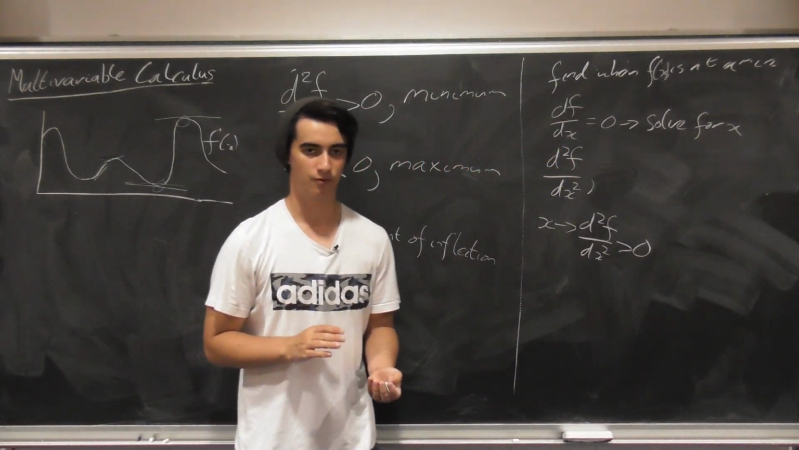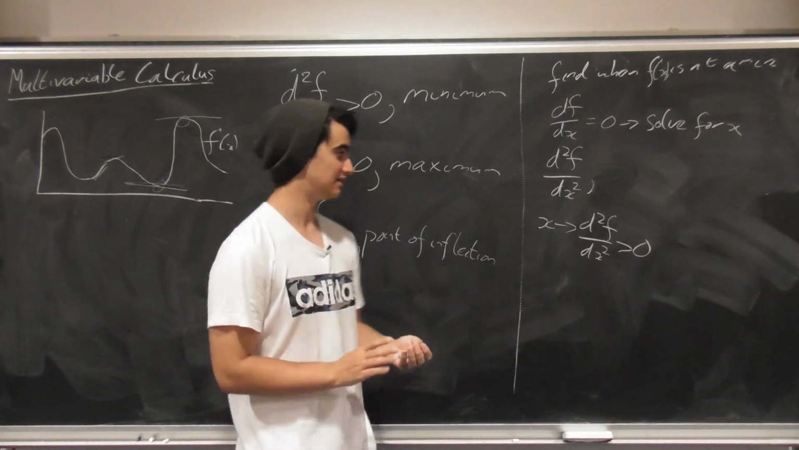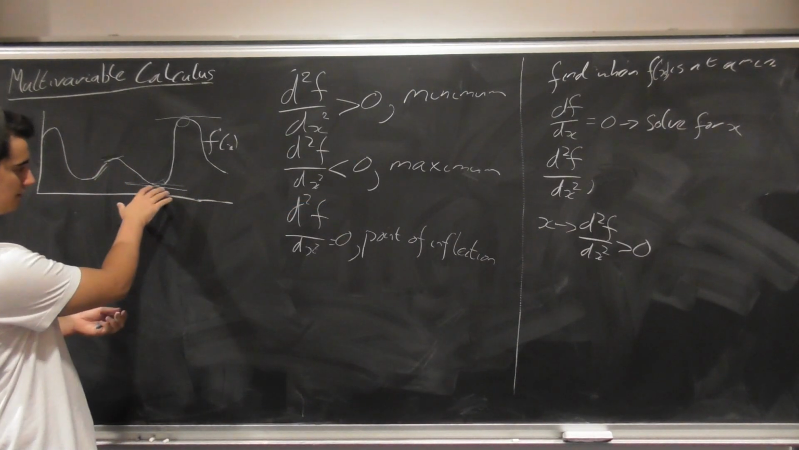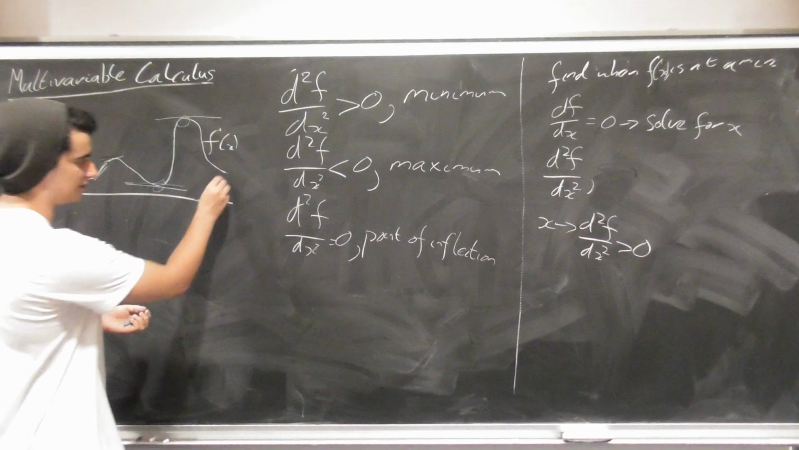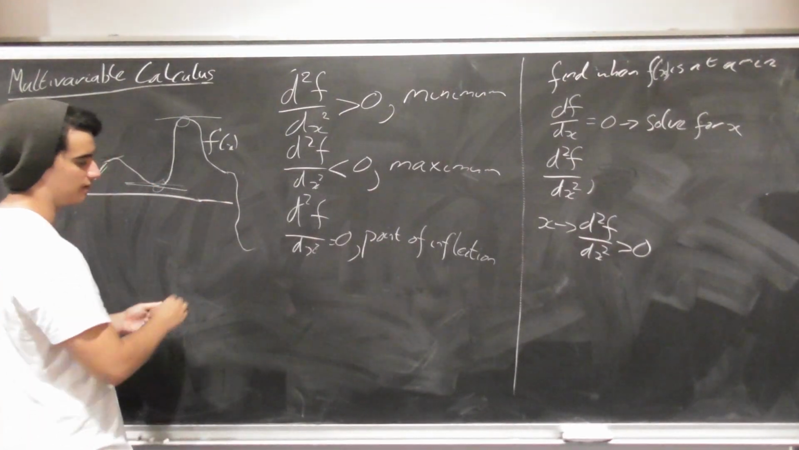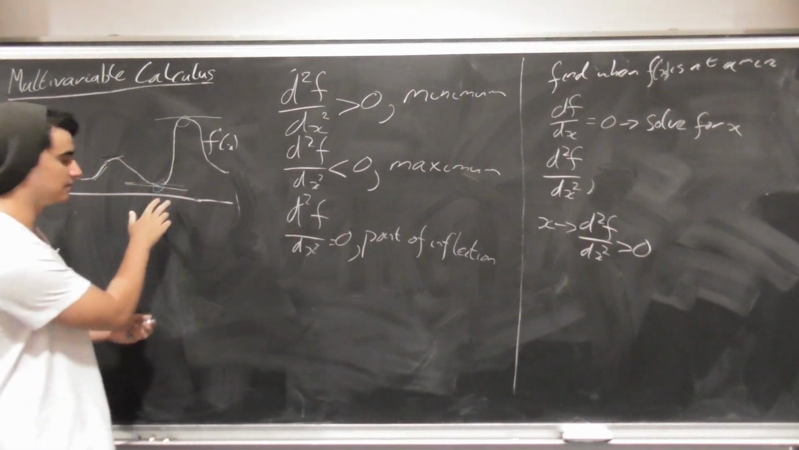Now, if that point is a local minimum, which means it's only a minimum locally, say, in this case, if this function then went off to go down to the bottom a while away, this point will be a local minimum.